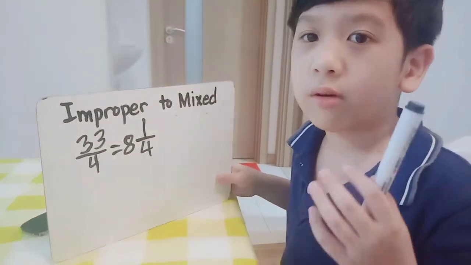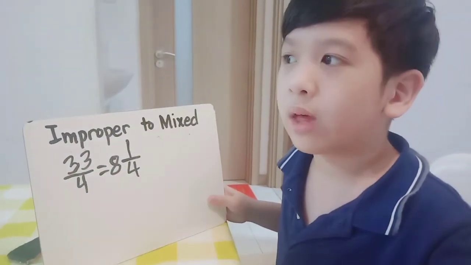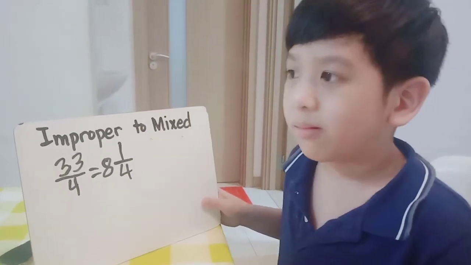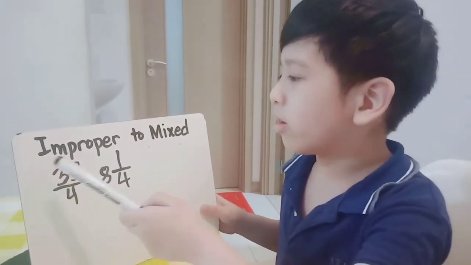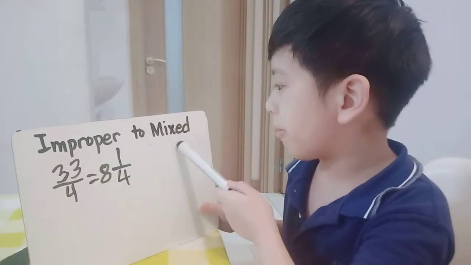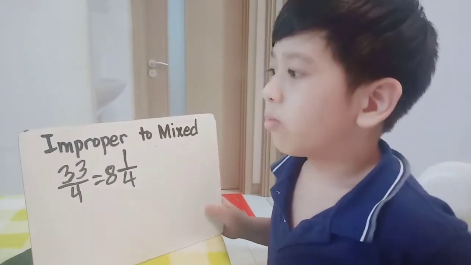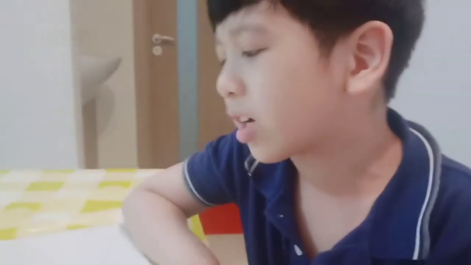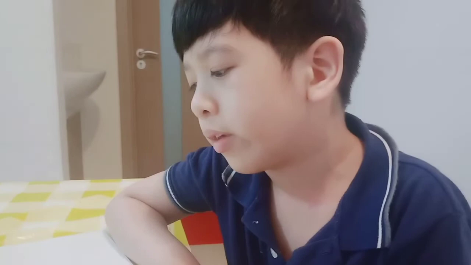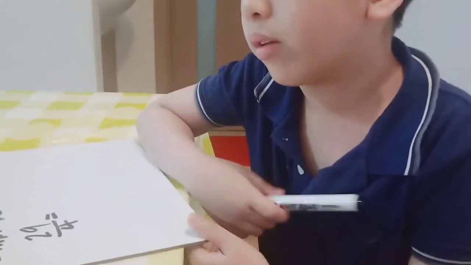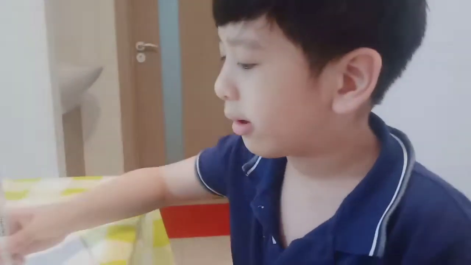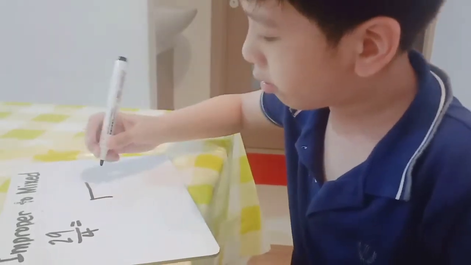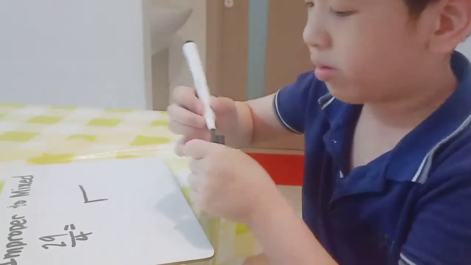All right, take note: when turning an improper fraction to a mixed number, divide first and subtract second. Another way of turning an improper fraction to a mixed number is dividing, not the simple way, but like this. Use this illustration.